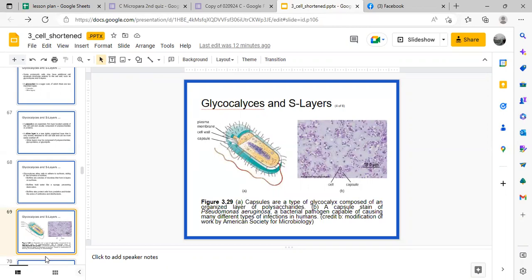Okay? So, ayan, yung capsules ng so type siya ng glycocalyx. So, pinaprotektahan yan. Kita yan sa microscope. Yung labas, outside the violet stain, yan yung capsule.